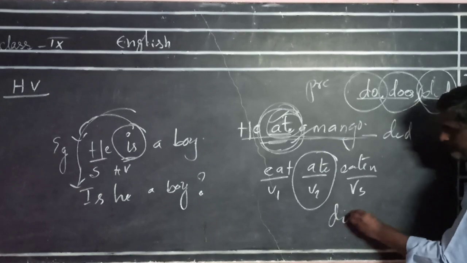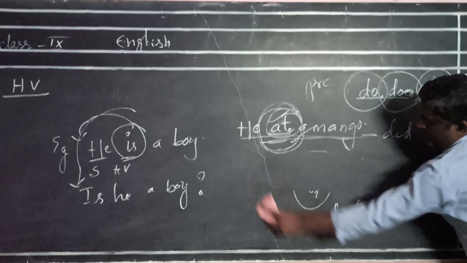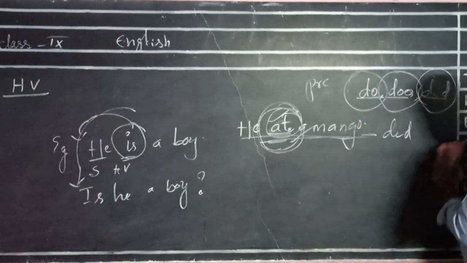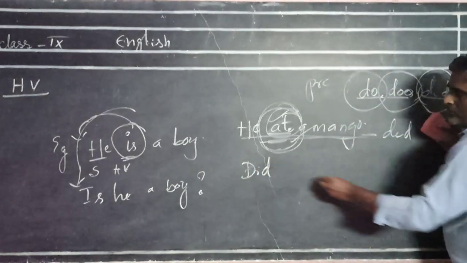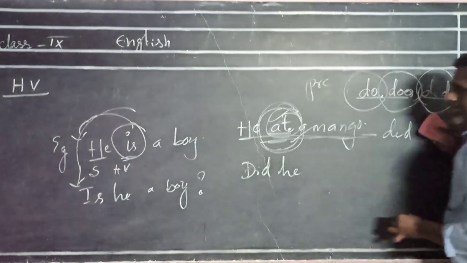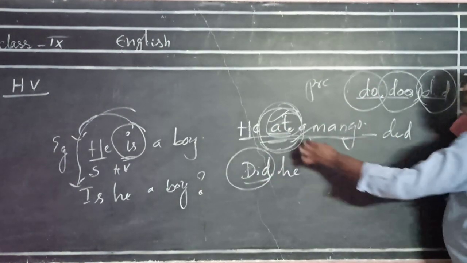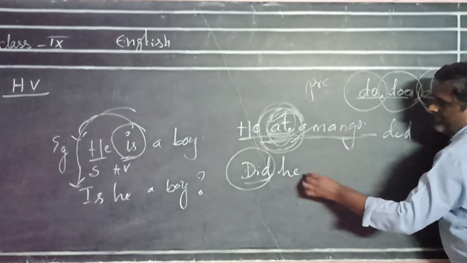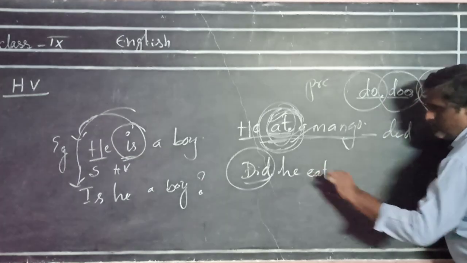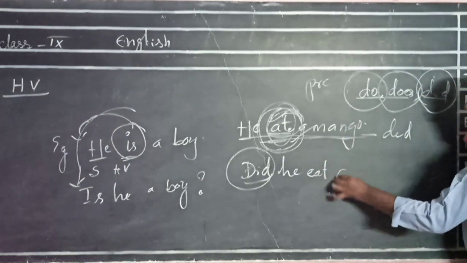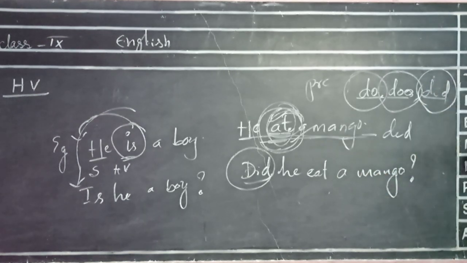Did he? Now you can make it a question like this. Did. So the subject, he. Did he. Again, when you are using a helping verb of past tense equivalent, you should not write the past form again. So you write V1. Eat. Did he eat a mango?